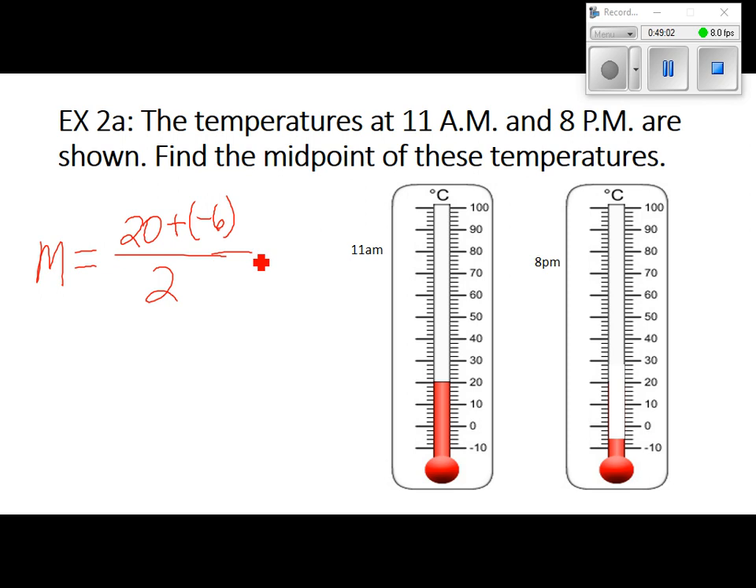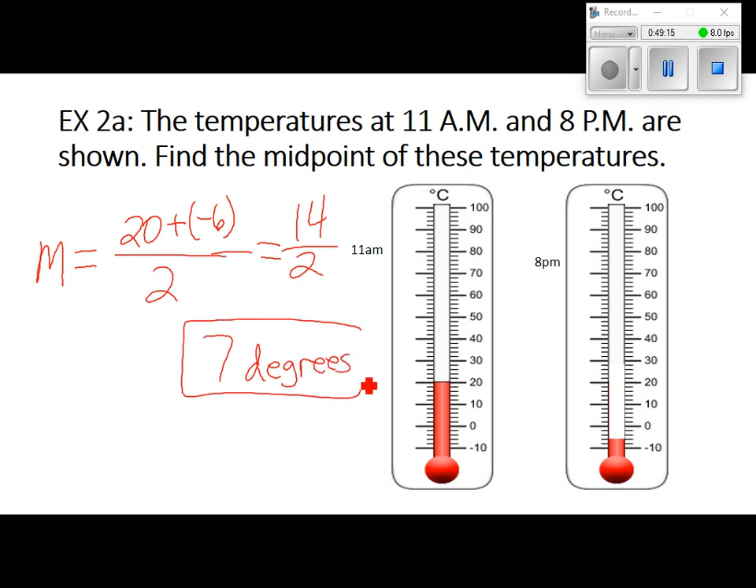What's on top there? 14. What's on bottom still? 2. So 7. That's our midpoint. 7 degrees is our midpoint. Celsius, is that what it's in? Yeah.